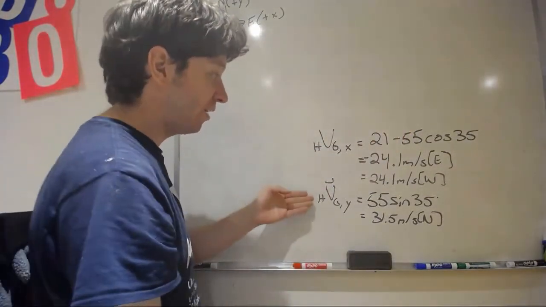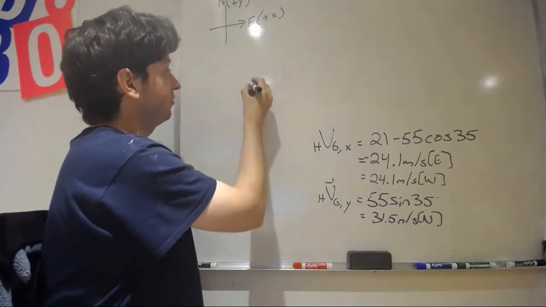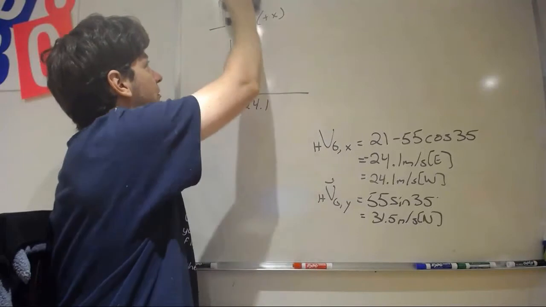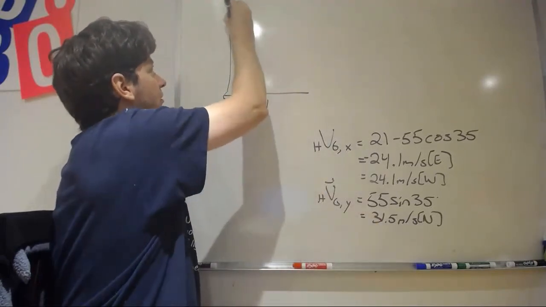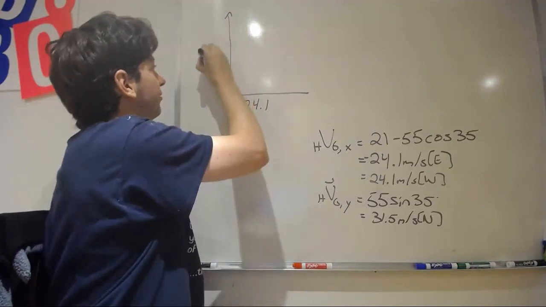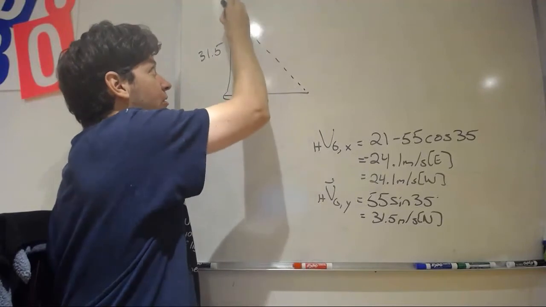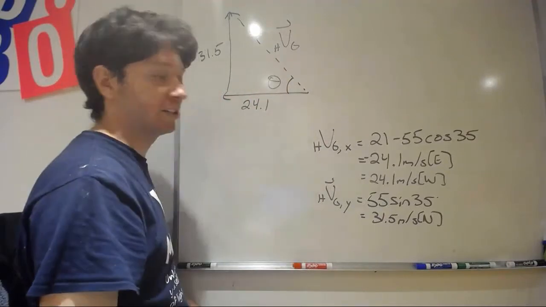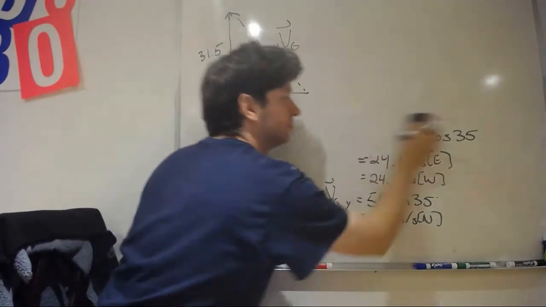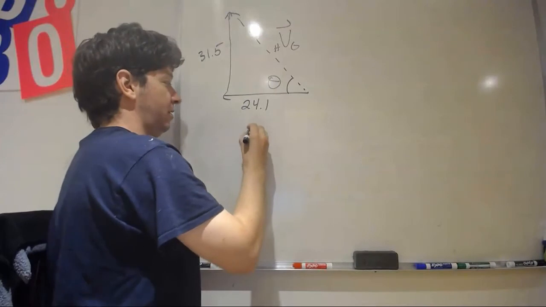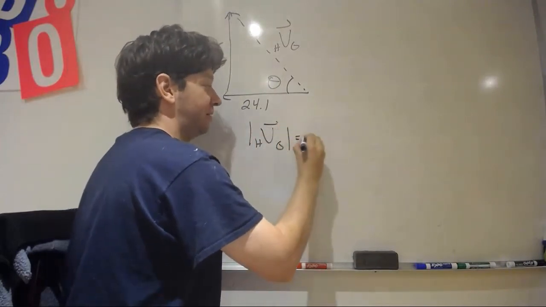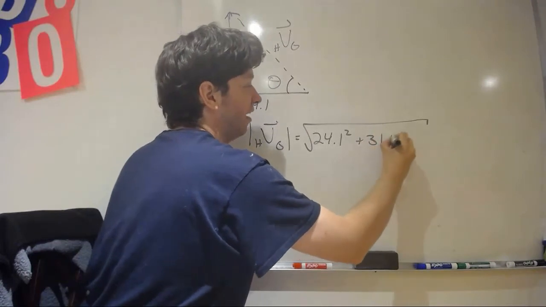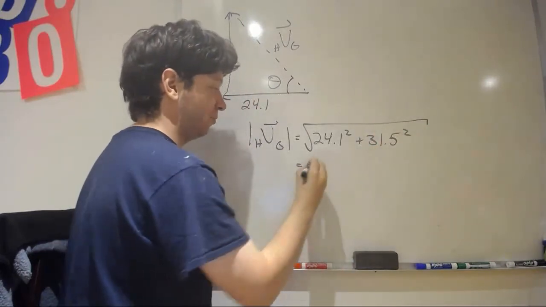All right, so now that we have our x and y components, we can make our triangle. So we have our x component, which is west at 24.1, and our y component, which is north at 31.5. And so this is the velocity of the helicopter relative to ground. So we need to find its magnitude and its direction. And that's just a nice right angle triangle. So for the magnitude of the velocity of the helicopter with respect to ground, you can just use the Pythagorean theorem, which is 24.1 squared plus 31.5 squared. And that's going to equal, I think it's 39.6.